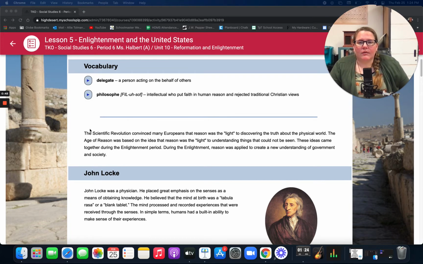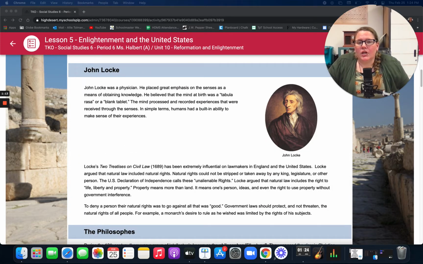The scientific revolution convinced many Europeans that reason was the light to discovering the truth about the physical world. The Age of Reason was based on the idea that reason was the light to understanding things that could not be seen. These ideas came together during the Enlightenment period. During the Enlightenment, reason was applied to create new understanding of government and society.